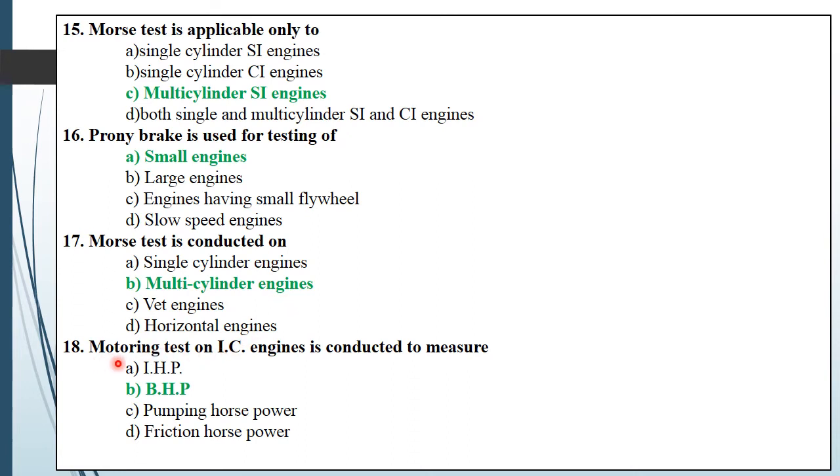Next, motoring test on internal combustion engines is conducted to measure IHP, BHP, pumping horsepower, friction horsepower. So the correct answer is brake horsepower or brake power. As we know, in the motoring test, the engine is connected to the electric motor and the engine is run at constant speed using the motor.